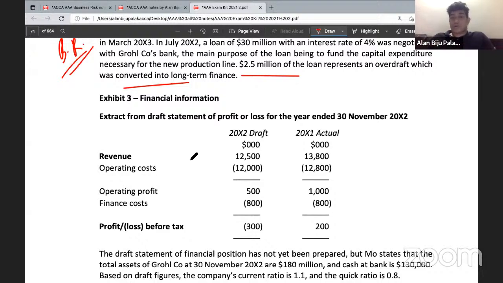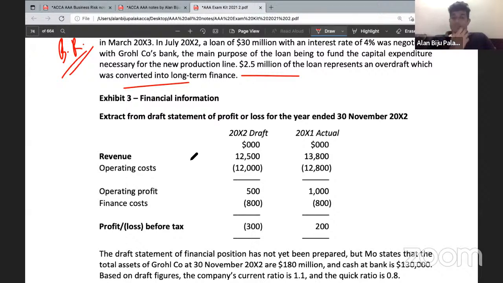From the date on which the overdraft is converted into long-term finance, we will be able to treat it as a borrowing cost. However, till that date, we need to consider interest on the overdraft, but that interest on overdraft might not be calculated properly, leading to under or overstatement of the finance cost. That can be mentioned as part of a risk of material misstatement.